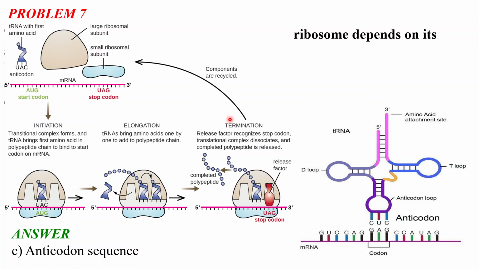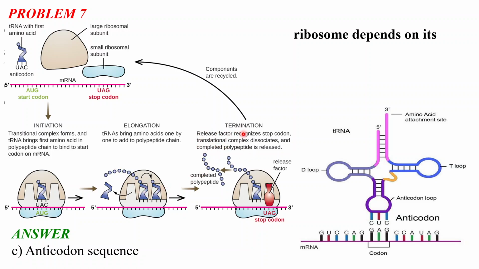The first step of protein synthesis, or translation, is the initiation stage. The translational complex forms and the tRNA brings the first amino acid of the polypeptide chain to bind at the start codon on the mRNA. Then we have the elongation process. tRNAs bring amino acids one by one to add to the polypeptide sequence. Based on the codon sequence on the mRNA, the tRNA with the particular anticodon sequence brings a particular amino acid, and the chain formation happens.